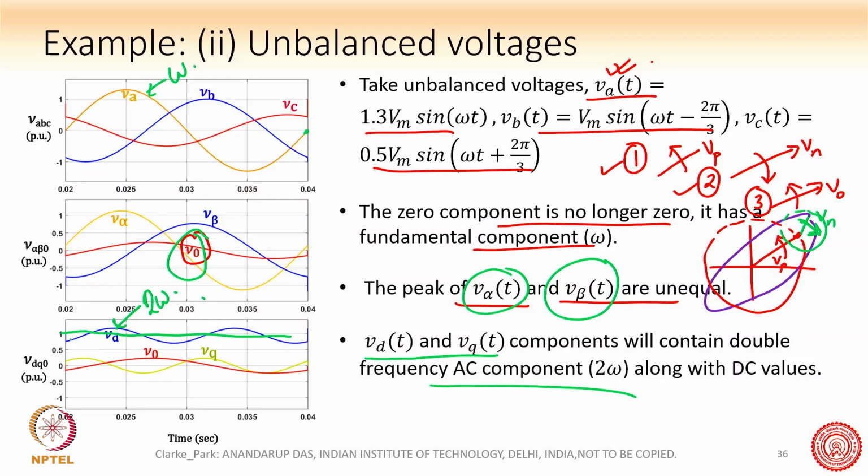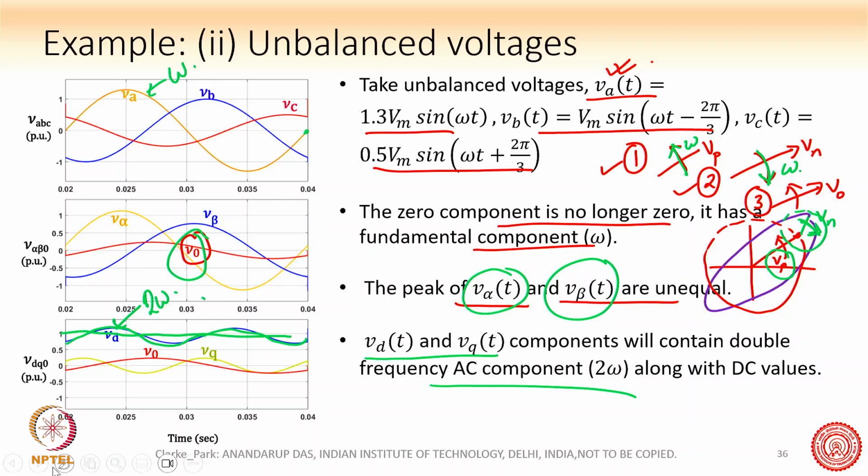Okay, you can see here that there are two cycles completing here for one cycle of Va. So this 2 omega component, why is it coming? Because if you see now that there are two components, on the Vp and Vn, you have a positive sequence space vector and you have a negative sequence space vector. The positive sequence space vector is rotating at omega, in this way, and the negative sequence space vector is rotating at omega but the other way around.